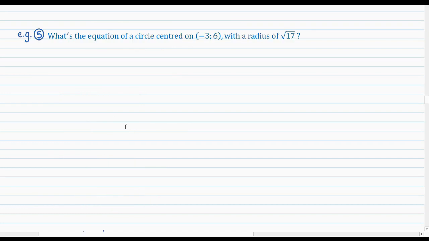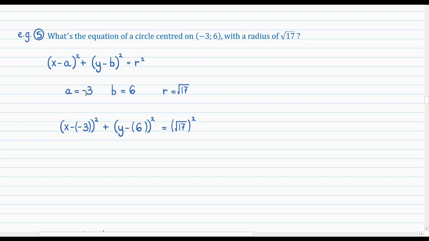Here's an example. This question asks, what's the equation of a circle centered on coordinates of -3 and 6 and having a radius of square root of 17? So first pull out the trusted general equation. Then A would be -3, B would be 6, and R would be root 17. Then just sub these all into this equation, giving x minus -3 squared plus y minus 6 squared is equal to square root of 17 squared, which simplifies down to x plus 3 squared plus y minus 6 squared is equal to 17.